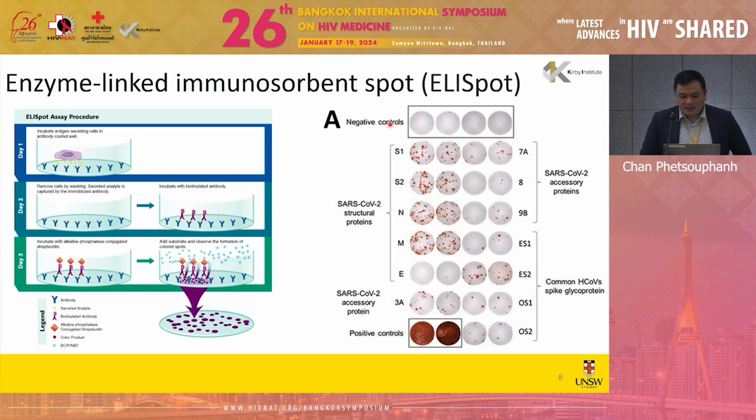In this study, they used negative controls, which is no antigen or DMSO. They used SARS-CoV-2 structural proteins, including spike, nucleocapsid, membrane, envelope, as well as non-structural accessory proteins. They also used the common cold coronavirus strains, and the positive control is generally either SEB or PHA.